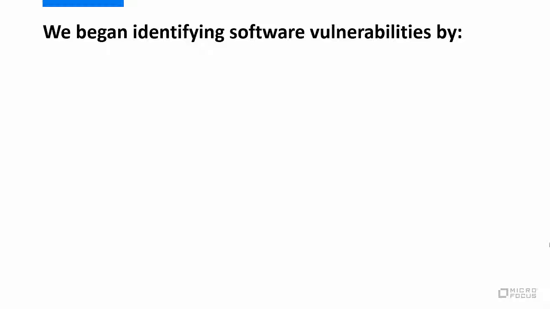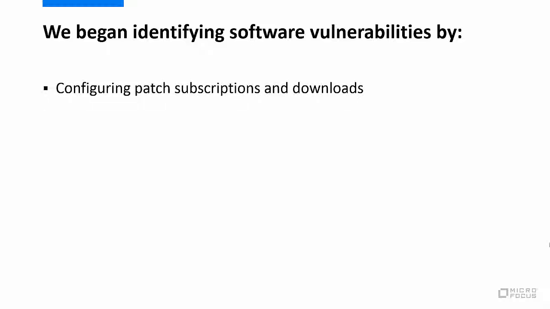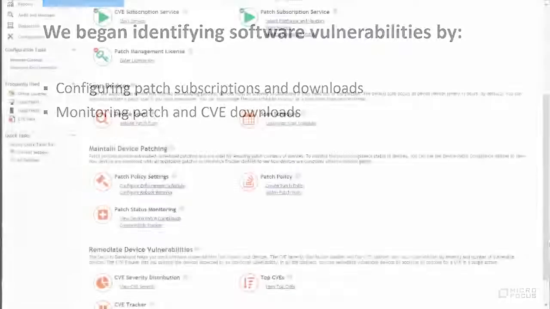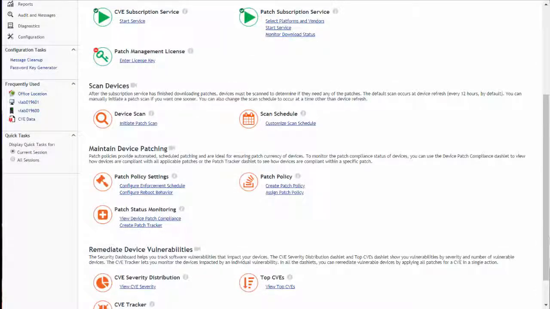In this video, we have demonstrated the initial steps you need to take to identify the software vulnerabilities in your ZENworks management zone by configuring patch management subscriptions and downloads and monitoring the ZENworks patch and CVE discovery and download processes. For more information on the steps you need to take to further configure patch management, track patch vulnerabilities, and mitigate those vulnerabilities, see the other Security Getting Started videos on the Mitigating Vulnerabilities page.